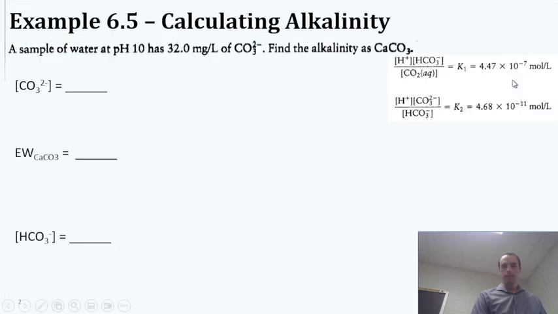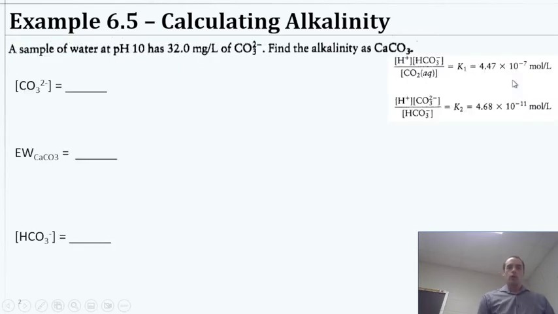Okay. So, another example here. We have a sample of water at pH 10 that has 32 milligrams per liter of carbonate, CO3 2 minus. Find the alkalinity as CaCO3. And I've got here a couple of the equilibrium reaction equations listed, might be needed. So take a couple minutes.